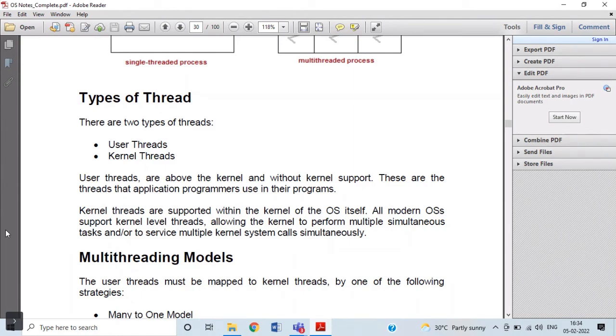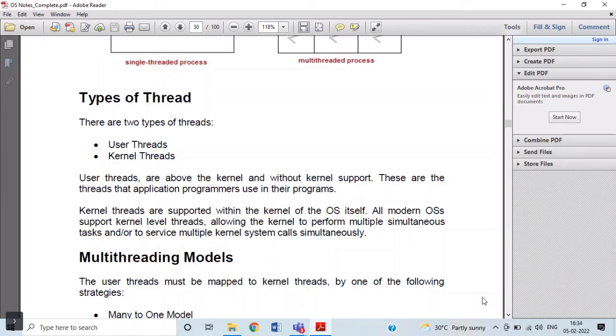That is called as the user threads, and kernel threads are supported within the kernel of the OS itself. But all modern OS support the kernel level threads, allowing the kernel to perform multiple simultaneous tasks and to service multiple kernel systems. So, kernel threads enna pannum? அதுதான் OS ஓட இன்டராக்ட் பண்ணும். சரியா? இன்டராக்ட் பண்ணி நம்ம என்னென்ன சேஞ்சஸ்லாம் பண்றோமோ அதுக்கு ஏத்த மாதிரி அது அப்ளிகேஷனை சேஞ்ச் பண்ணும். That is called as the kernel threads and the user threads.